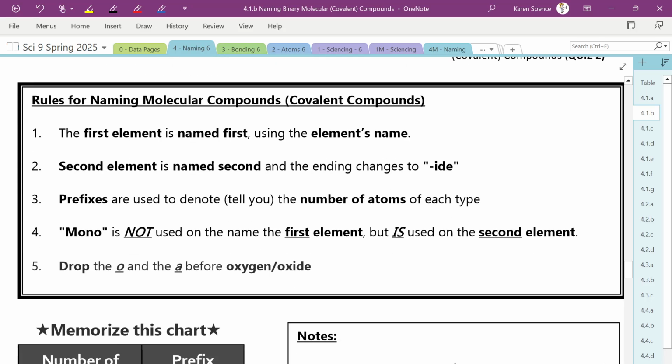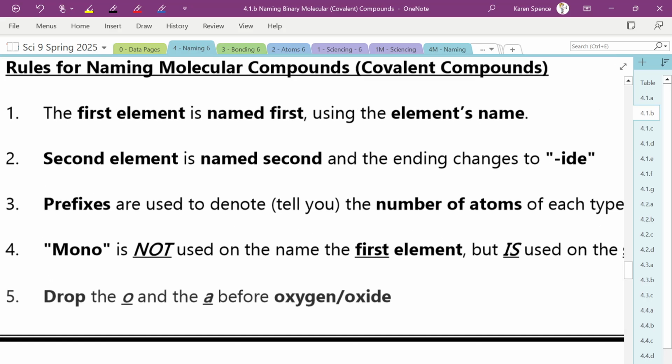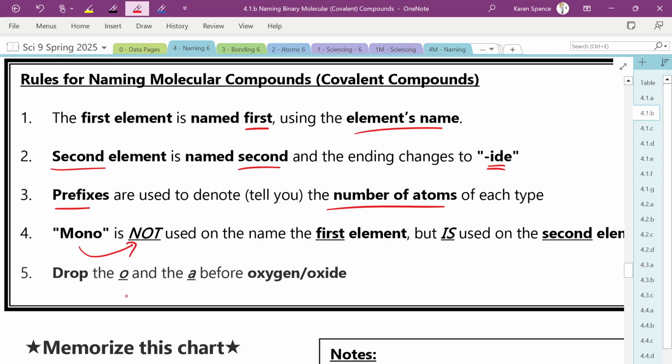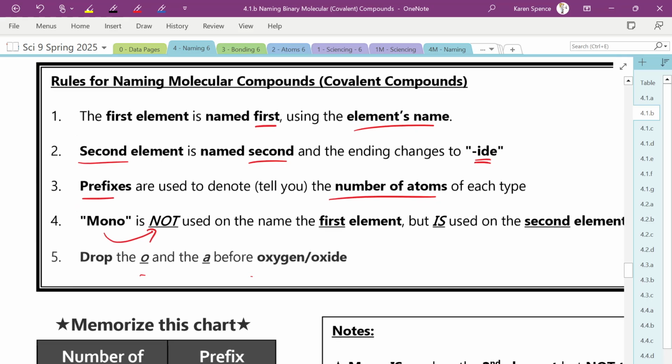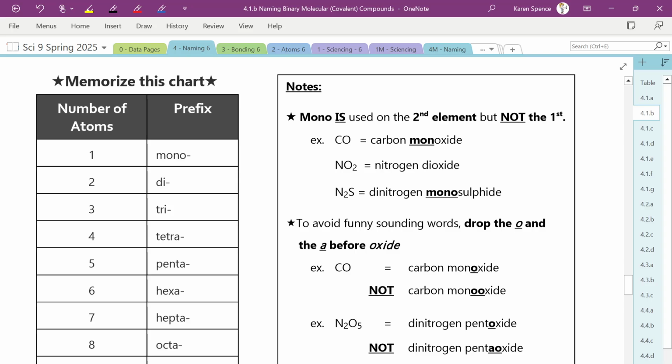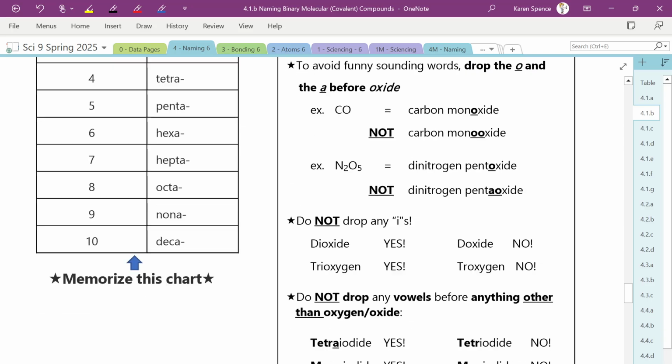So there's the rules. First element is named first, just use the elements named. Second element is named second, change the ending to "ide." The prefixes tell you the number of atoms. Mono is not on the first element but is used on the second element, and drop the O and the A before oxygen and oxide. So the rules are listed there on page 13. The chart is there on page 13.